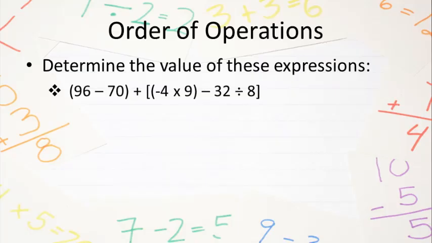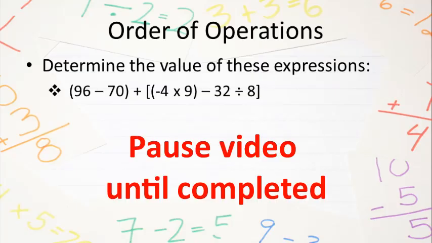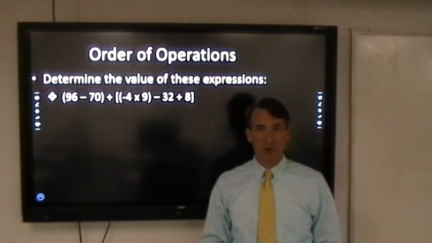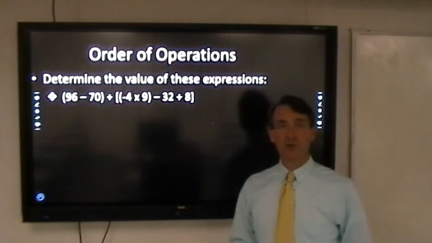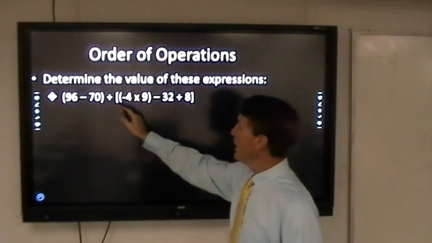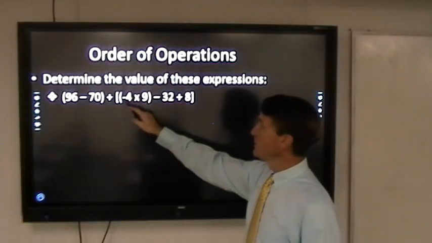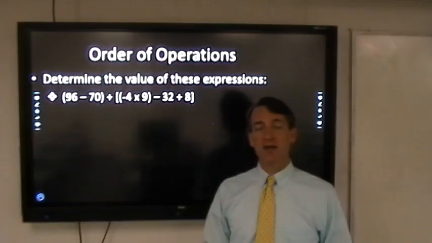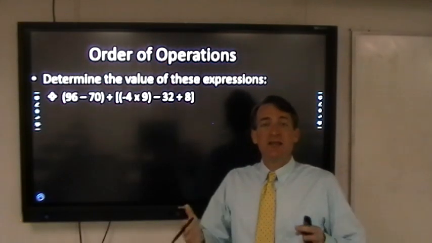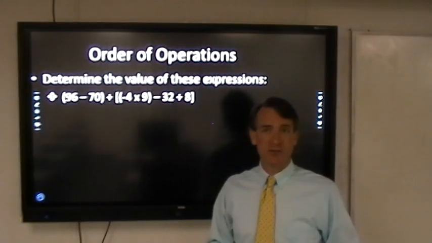Alright, so let's try this one. Significantly longer, but do not get scared. Just do one step at a time. Now you will notice with this particular problem that there are multiple symbols of inclusion. We have a set of parentheses here, we have a bracket here, and then a set of parentheses inside that bracket. Well, the first thing I need to do is the innermost set of parentheses.